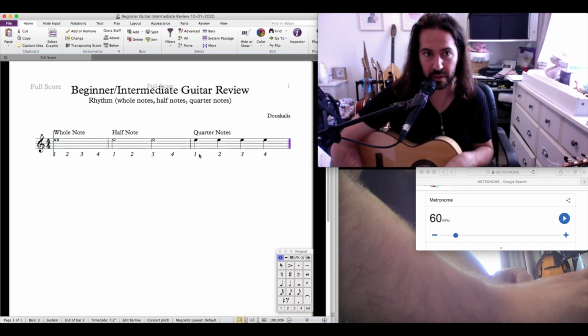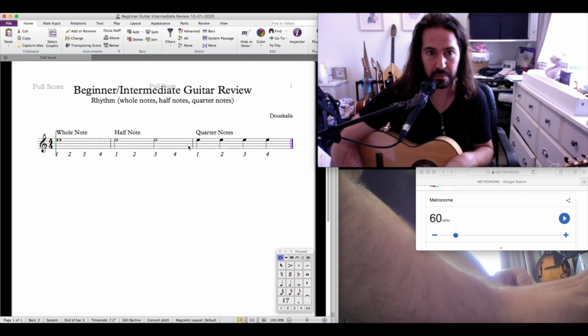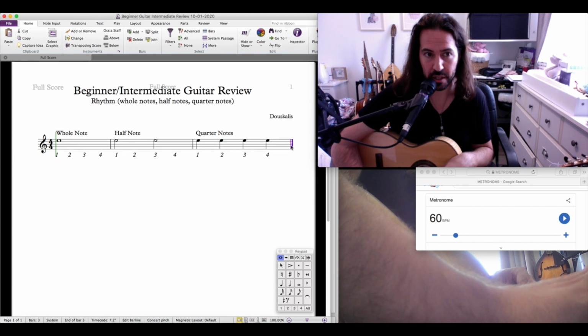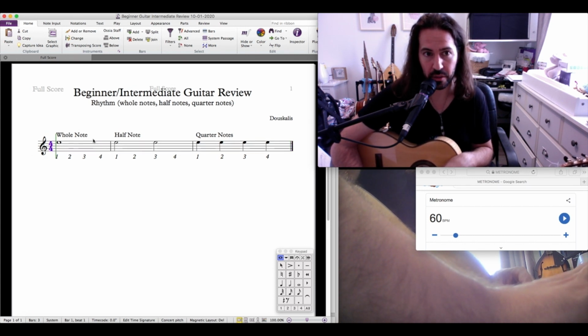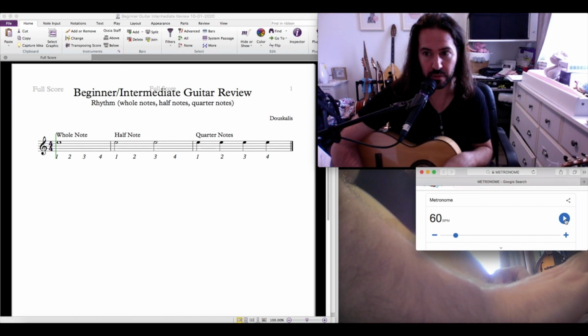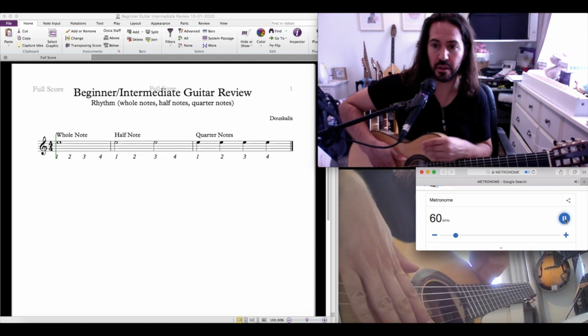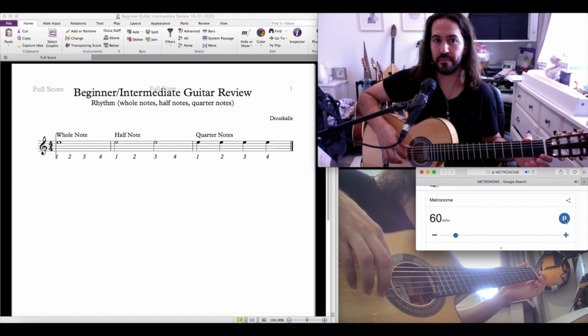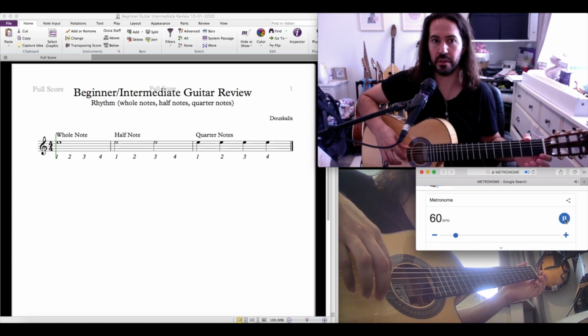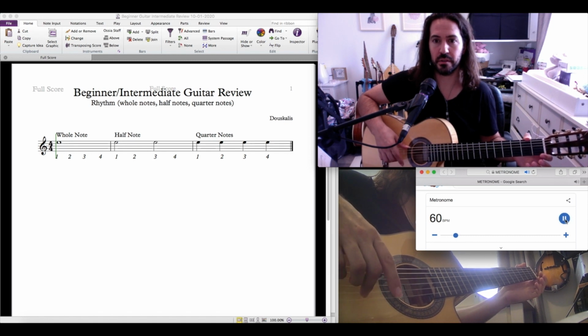So today we learned about bar lines, measures, and the end bar, how those work with our time signature and whole notes, half notes, and quarter notes. I'm going to go ahead and play this exercise for us. 2, here it is. 2, 3, 4. 2, 3, 4. 1, 2, 3, 4.